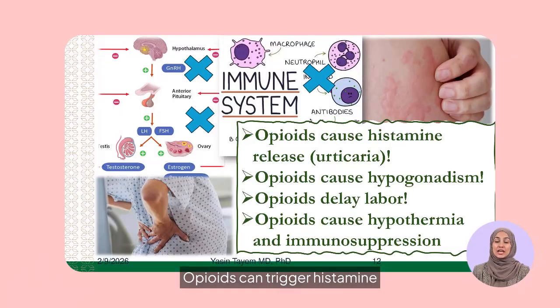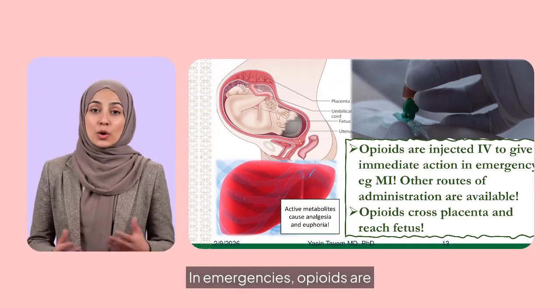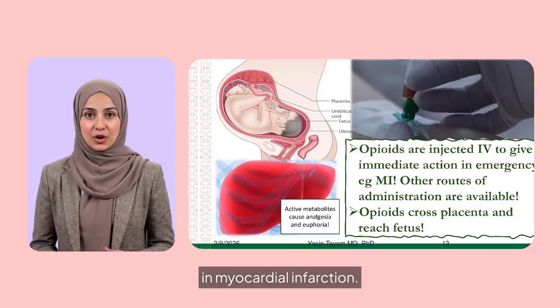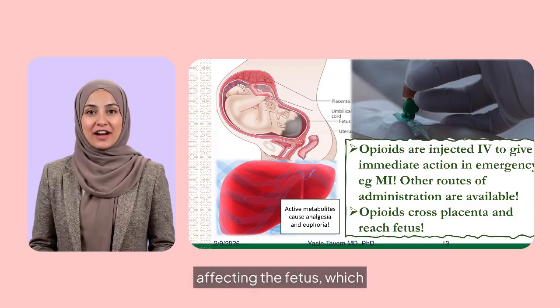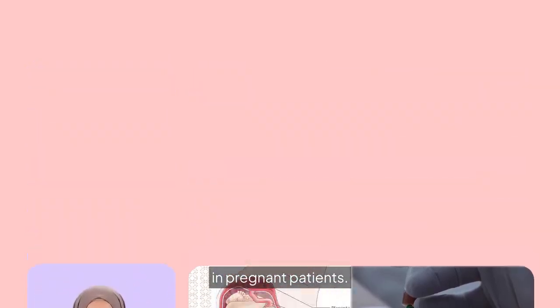Opioids can trigger histamine release, causing urticaria, and lead to hypogonadism. They may delay labor and cause hypothermia and immunosuppression, highlighting the need for cautious use in vulnerable populations. In emergencies, opioids are administered intravenously for immediate effect, such as in myocardial infarction. However, they cross the placenta, affecting the fetus, which requires careful consideration in pregnant patients.